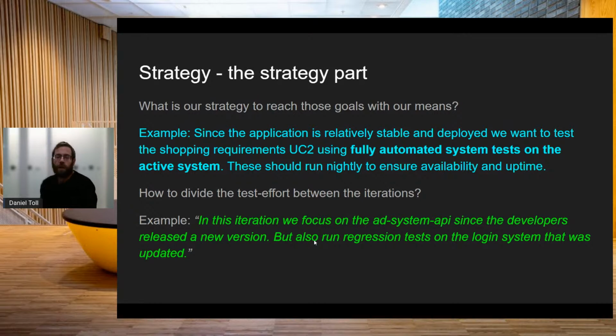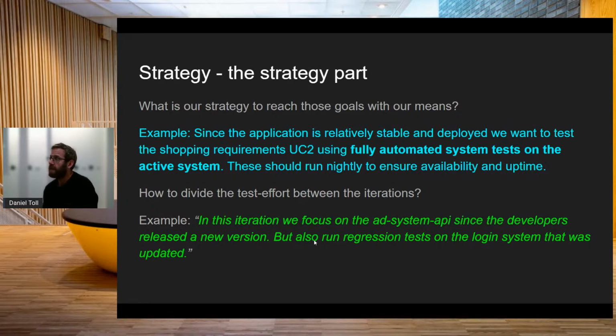In this iteration, we focus on the add system API, since the developers released a new version, but also run regression tests on the login system that was updated. Both of these things make sense because, okay, if we've just developed something, that is probably going to be full of bugs. And if we have updated the login system, we really need to run the tests again for that. In this case, the wording suggests that the tests themselves are pretty expensive. It could be manual tests or something like that. So we don't want to run login system regression tests every time.